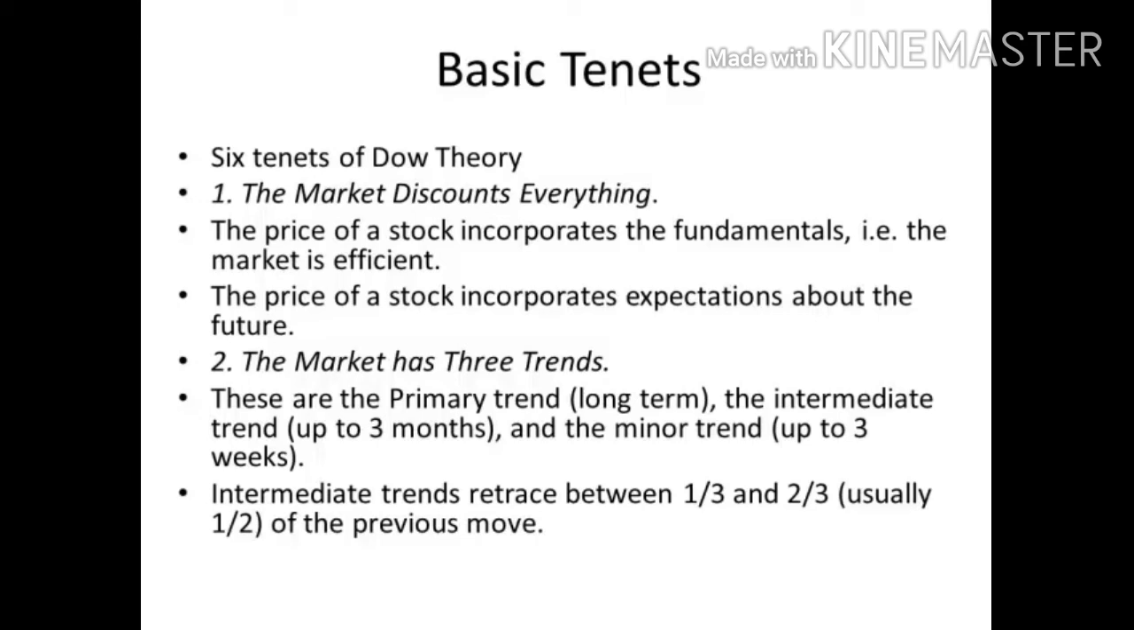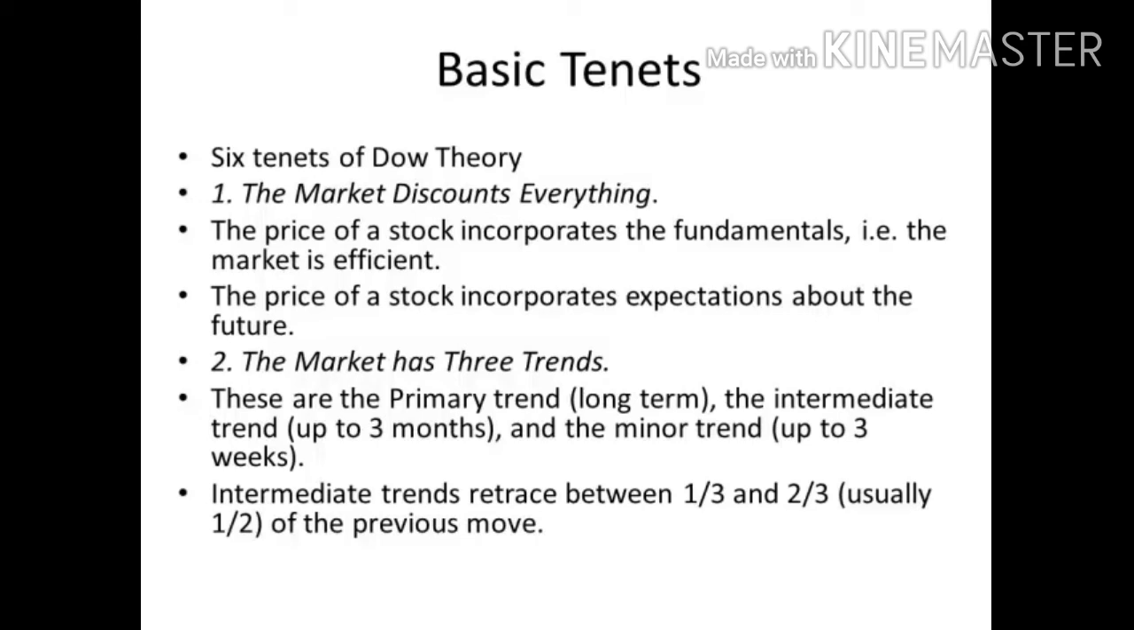There is the primary trend, which is a long-term trend, and this is normally measured in up to a year or multiple years. There is an intermediate trend, which we normally measure in periods up to 3 months, and there is a minor trend, which we measure in periods up to 3 weeks.